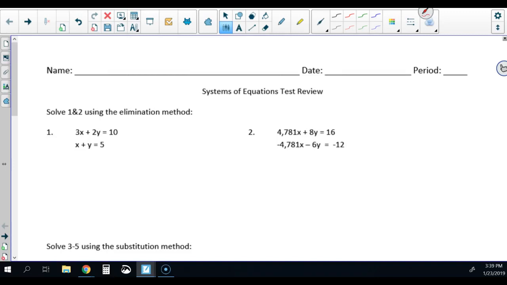All right, we've got our systems of equations test coming up on Friday, which should be tomorrow if you're watching this on Thursday. Starting out with solving systems of equations.